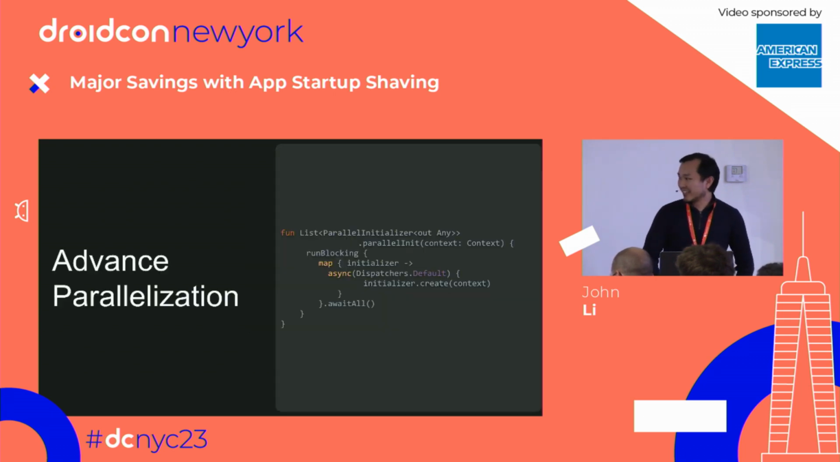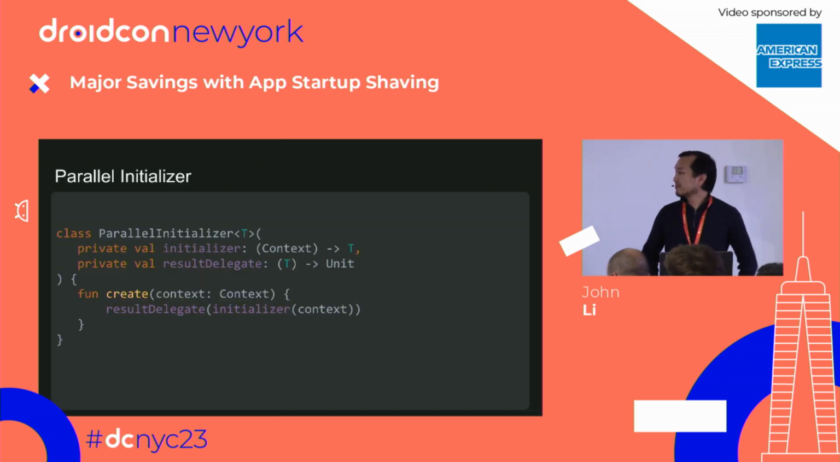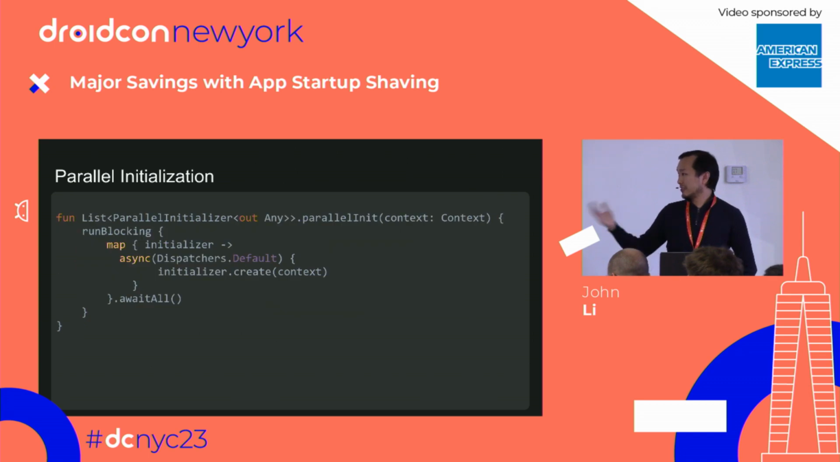Well, good thing we have Kotlin to help us out. This is essentially all the code that you'll need to make that happen. And we'll break it down. Let's look at Parallel Initializer first. It's basically a factory class where you have a create method, and then the result delegate basically outputs the callback of the results of the initialization. Just two responsibilities.